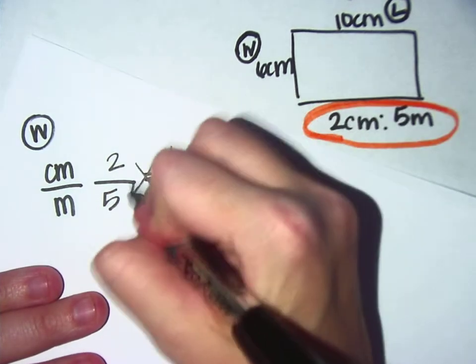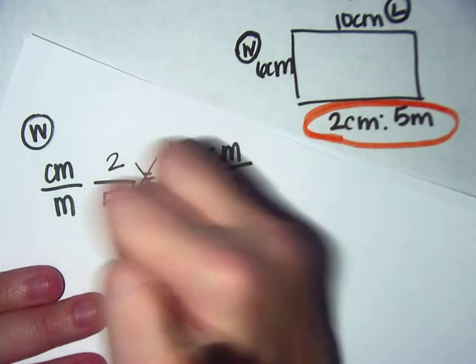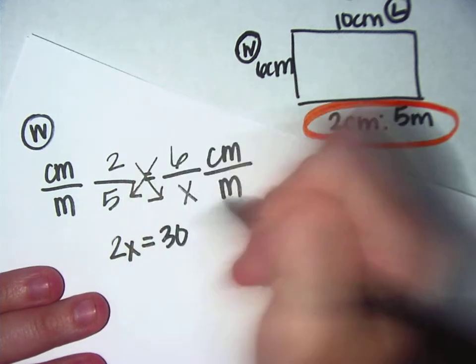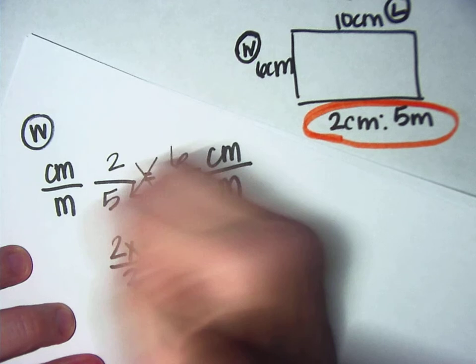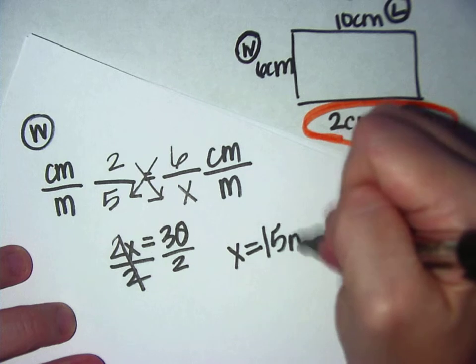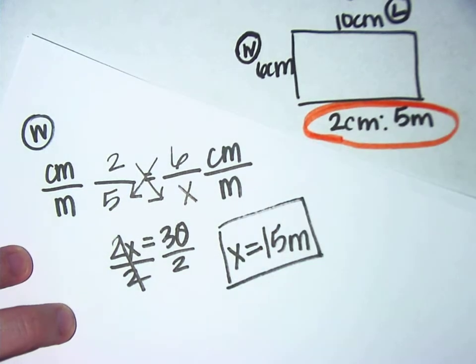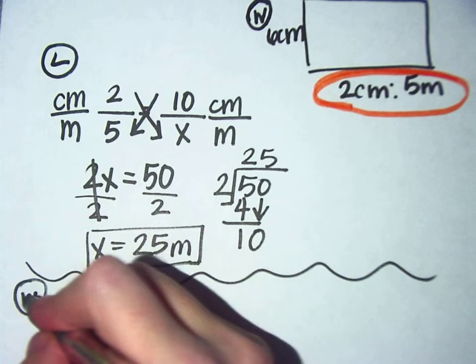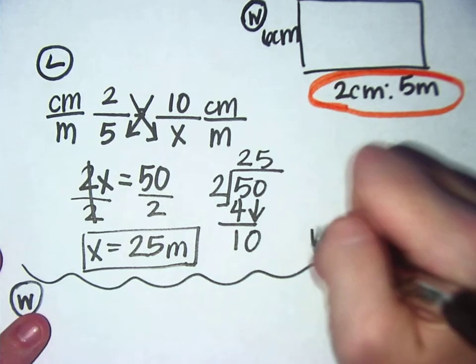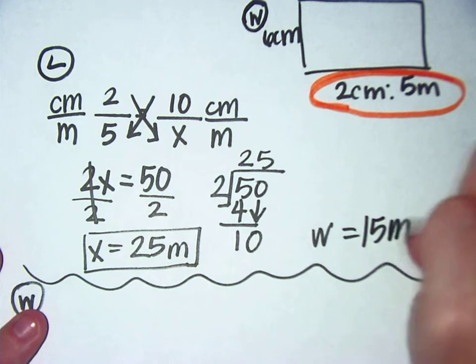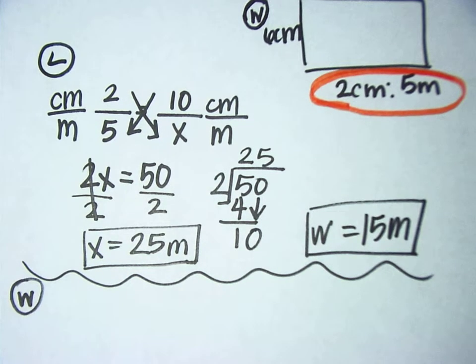And we're going to figure out how many meters is 6 centimeters. So again, we're going to cross multiply. 2 times X is 2X equals 5 times 6 is 30. Now we're going to divide both sides by 2. And 30 divided by 2 is 15. Okay, so our width is 15 meters. And our length is 25 meters. Okay, but in the question at the end, it says find the area of the actual room.